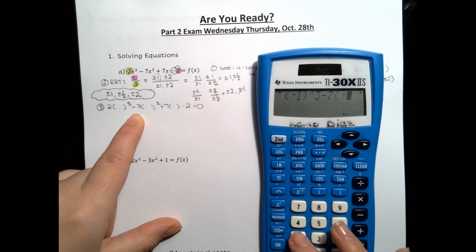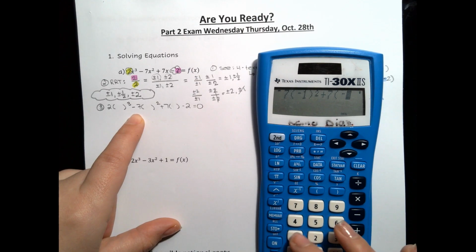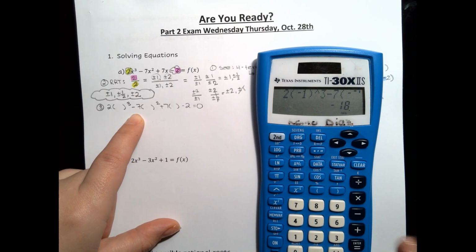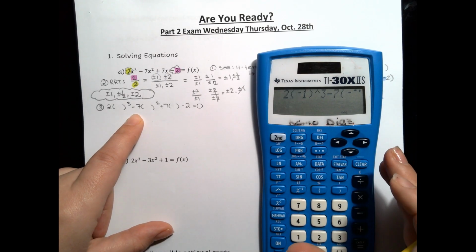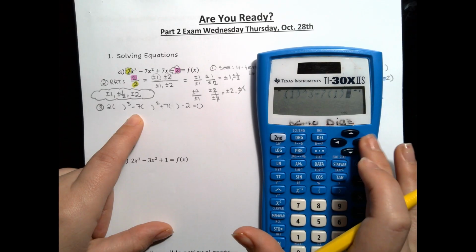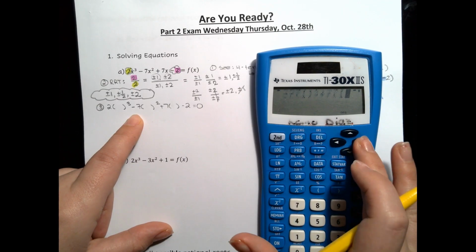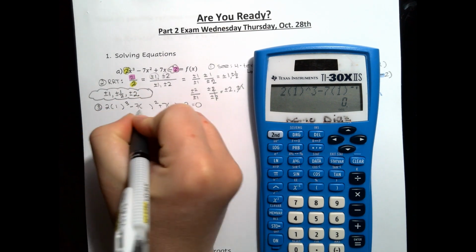So we're going to open up for -1, square it, plus 7, open, -1, close it, -2. So this one does not give me a 0. So we're going to go back and delete the negative on 1. And I do get 0. So that means 1 is a rational root.